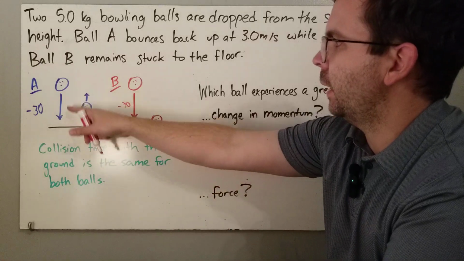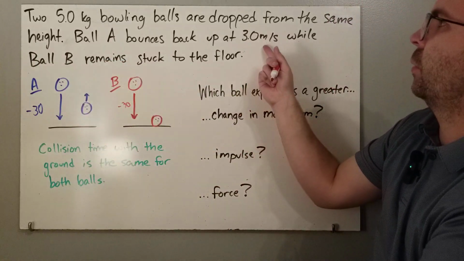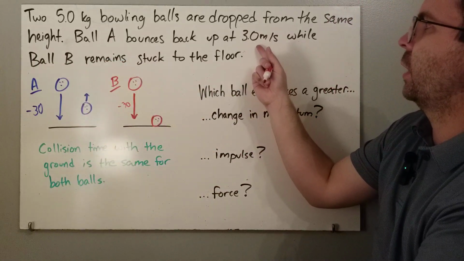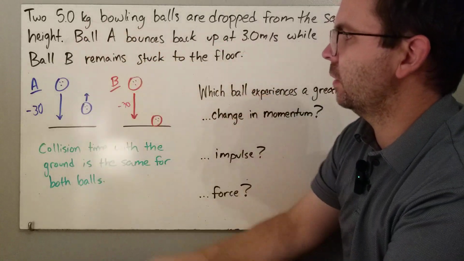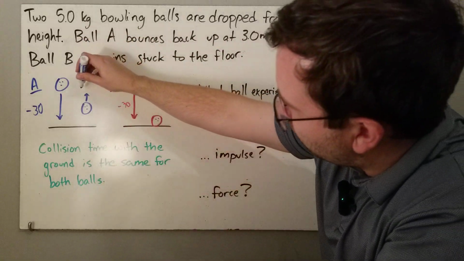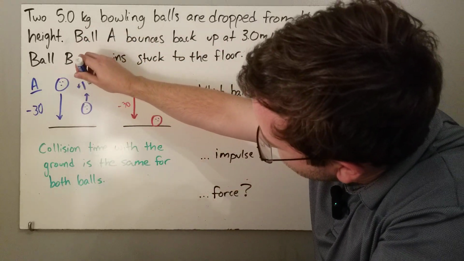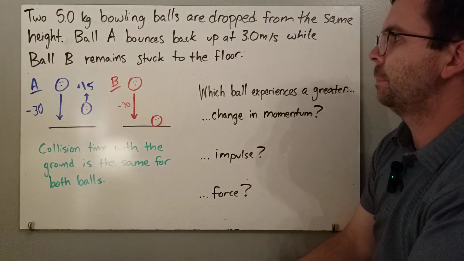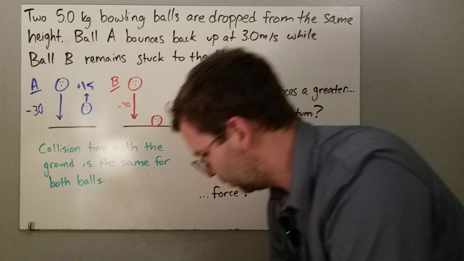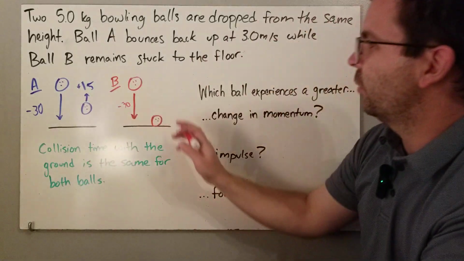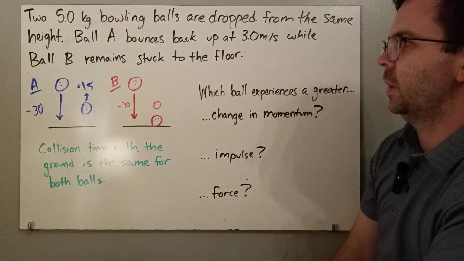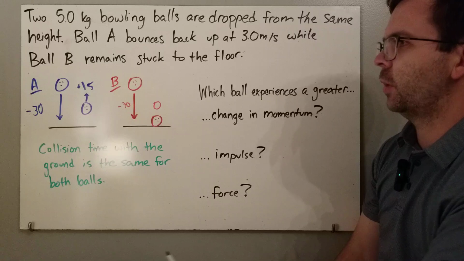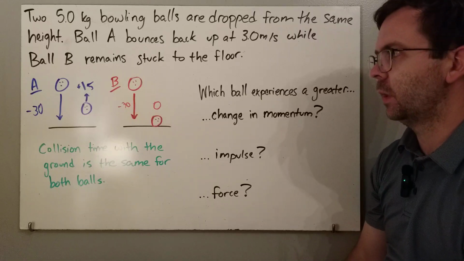But ball A bounces back up. This one, it says it bounces back up at 3 meters per second. So 3 times 5. That means it's going to have a positive 15 kilograms times meters per second going back up. Whereas this one has 0 momentum at the end. So which one has a greater change in momentum?